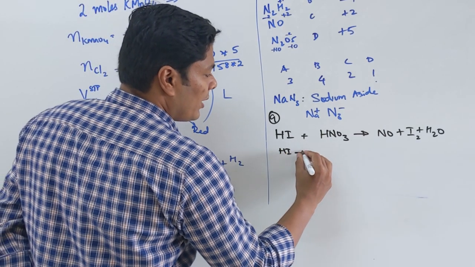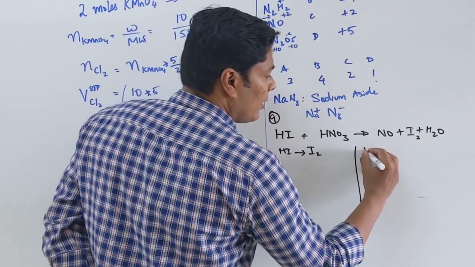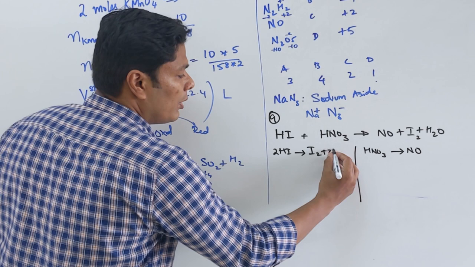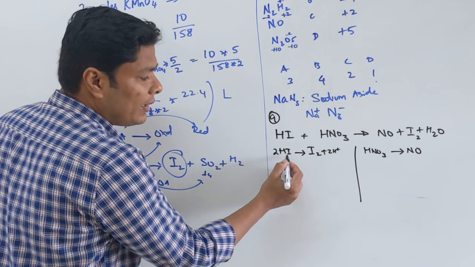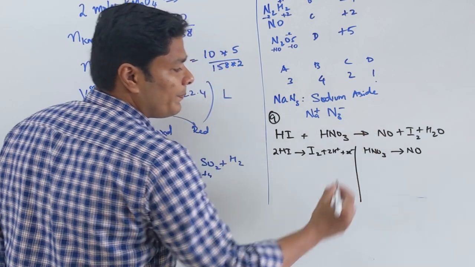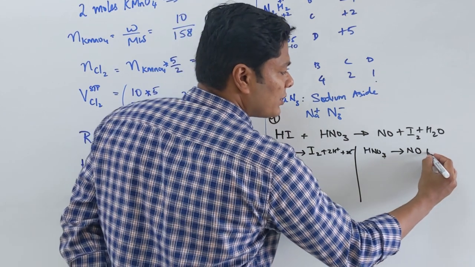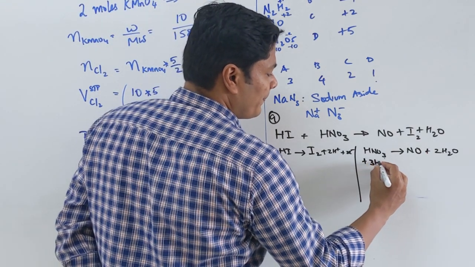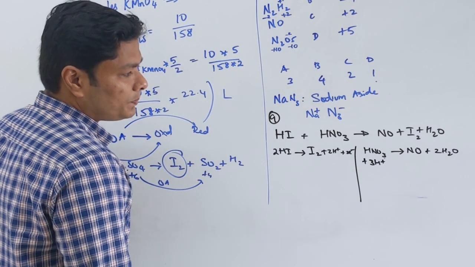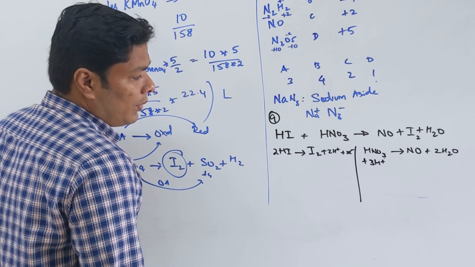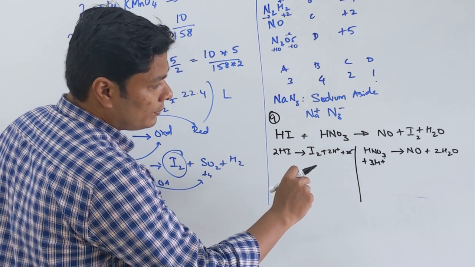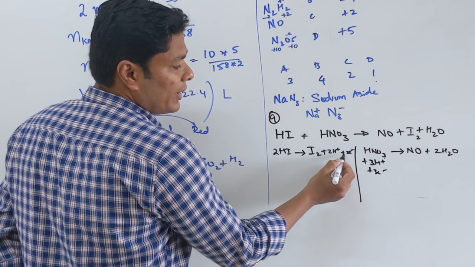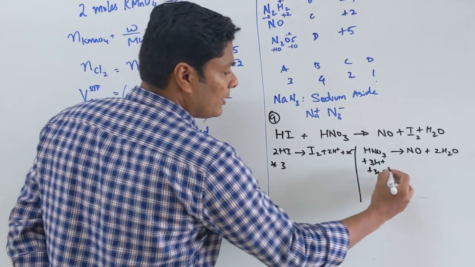HI gives you I2, HNO3 gives you NO. Two iodines, so 2H+, total charge zero. Here we have 2H+, so 2 electrons. Now here there is one nitrogen, three oxygens, and only one oxygen on the other side, so I balance my oxygen using two waters. Then there are four hydrogens and only one hydrogen, so plus 3H+. Total charge, so 3 electrons here and 2 electrons there. So all this times 3, all this times 2.